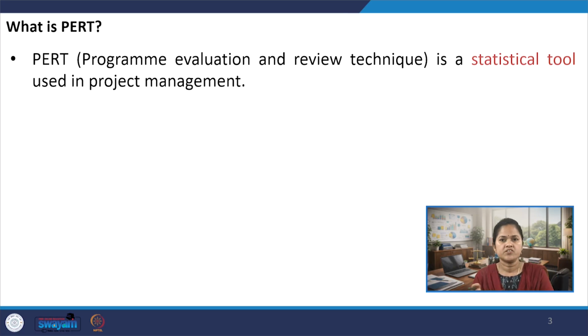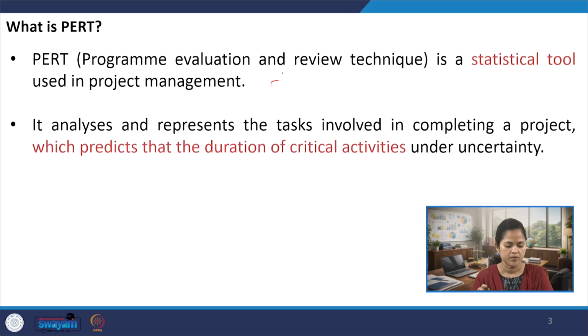This PERT is a statistical tool that is commonly used in project management. If you see the PERT, it tries to analyze and represent the different tasks involved in the project, and by analyzing and representing these tasks, we can also predict the duration of the critical activities even under uncertainty conditions. That is again to be highlighted, that PERT can deal with uncertainty conditions. That is the reason it is another popular managerial approach used by policymakers or project managers.